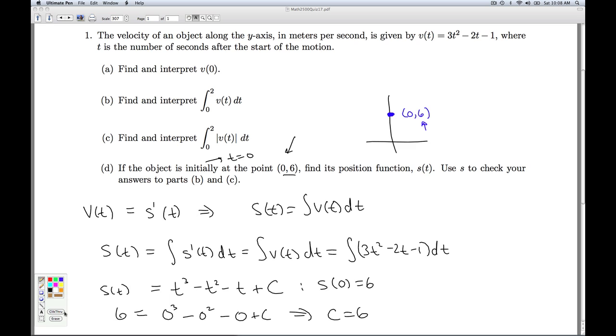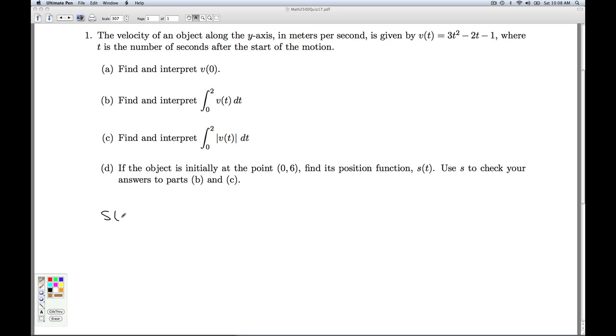So putting this together, I know that s of t is t cubed minus t squared minus t plus 6. So how can I use this to check what's happening up here? Well, let's look at the path of this object. It starts up at 6. That's at t equals 0.